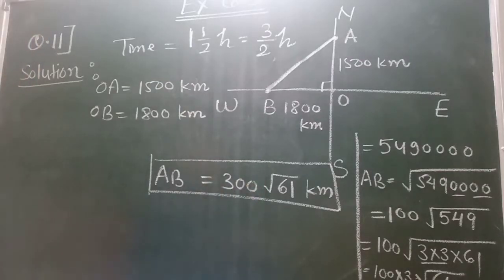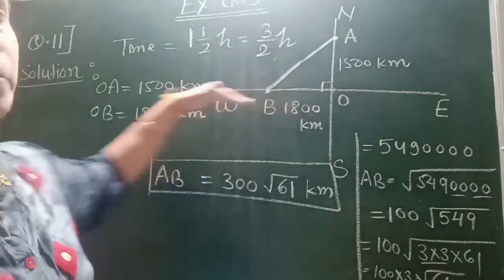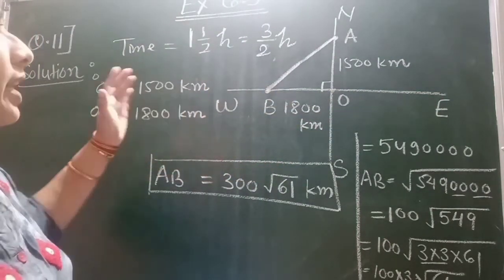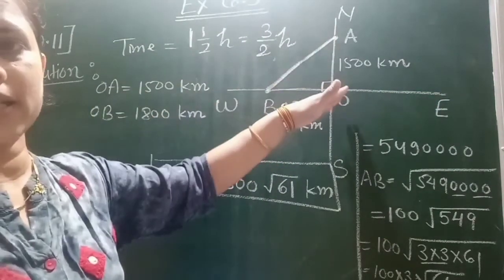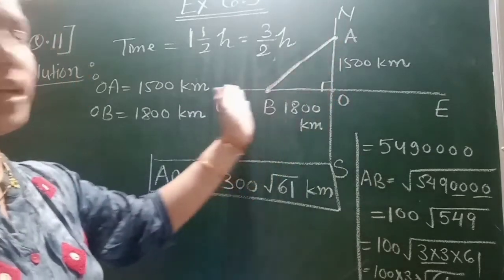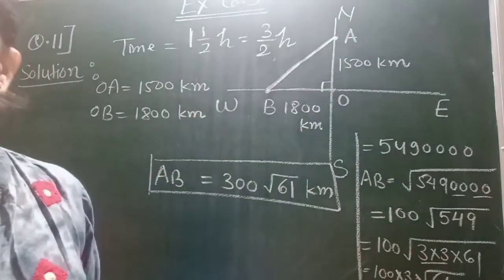So student, here first we will make the direction north, south, east, west. Then according to question, first we will find the distance in the north direction and in the west direction. Then we will apply here Pythagoras theorem.